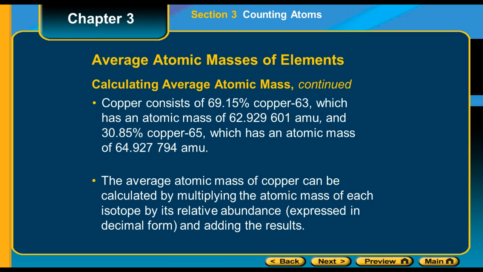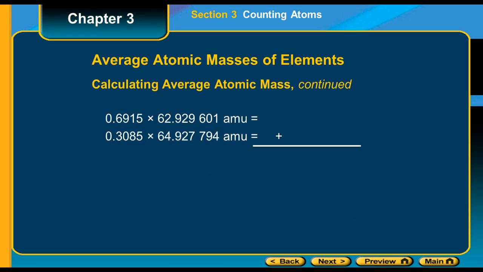So how we do that is we take the abundance times the mass, and then we add up all the pieces for the different isotopes, and that gets you the average atomic mass. Alright, so what it says here in the second bullet, it says the average atomic mass of copper can be calculated by multiplying the atomic mass of each isotope by its relative abundance, expressed in decimal form, and adding the results.